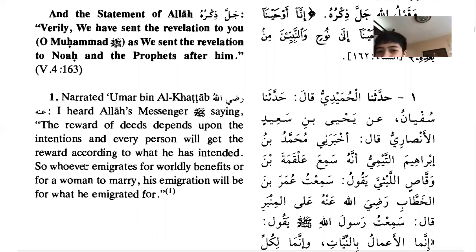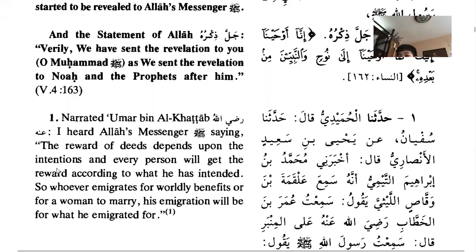Then we have the first hadith. It is about intention. Read this hadith. The reward of deeds depends upon the intention, and every person will get the reward according to what he has intended. So whoever migrates for worldly benefits or for a woman to marry, his migration will be for what he migrated for.